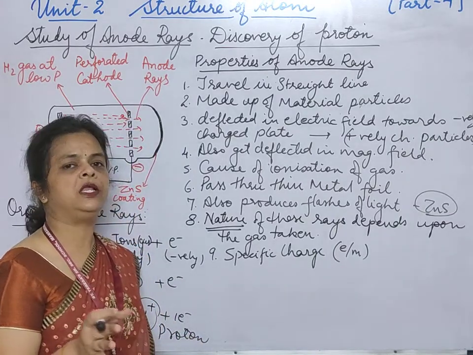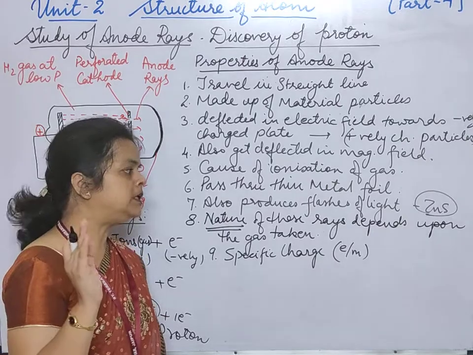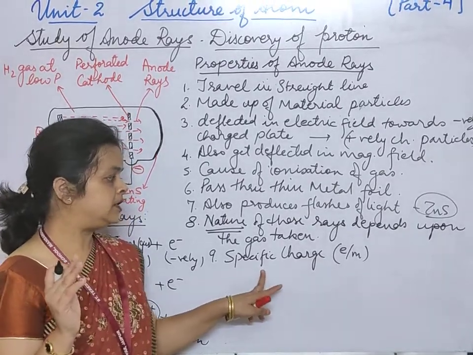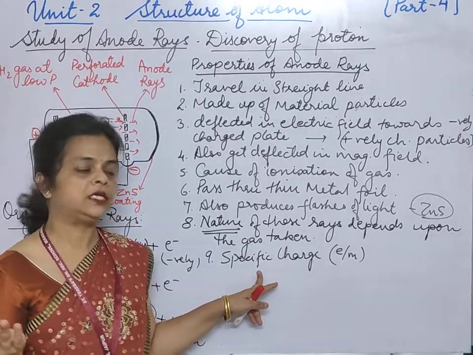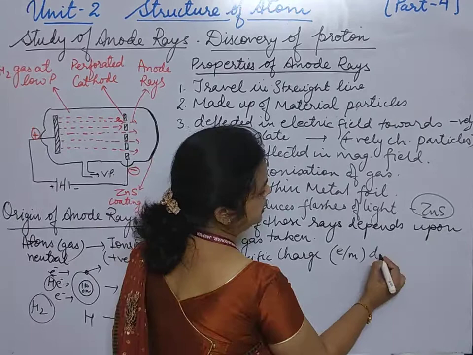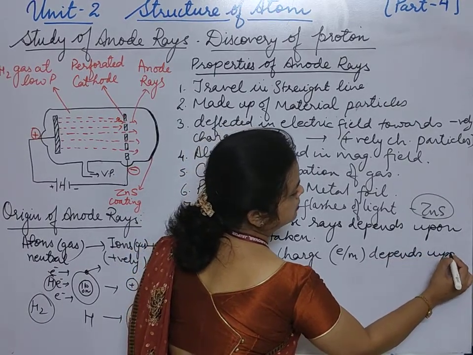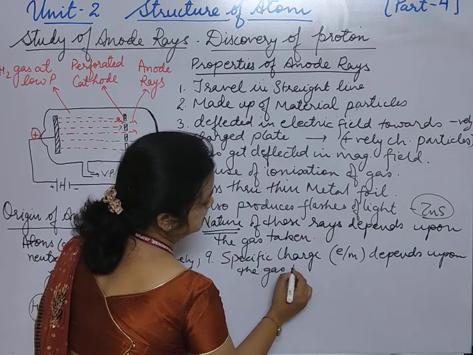Whatever gas you are filling, whatever the material of the cathode you change, the E by M ratio remains the same. But here the ratio, that is the specific charge, depends on the nature of the gas taken. So we will write: depends upon the nature of the gas taken.